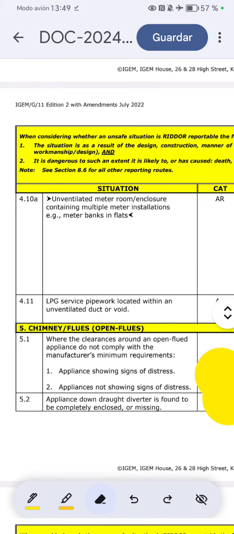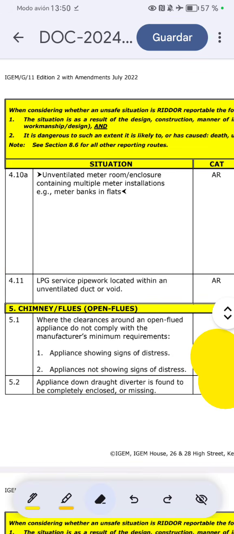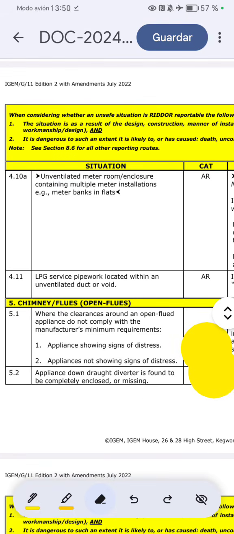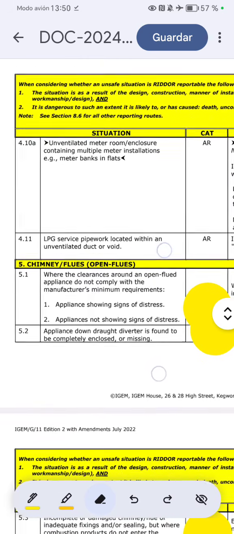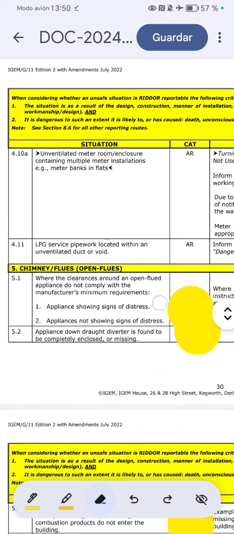5.1. Where the clearance around an open flue appliance does not comply with manufacturer's requirements. Appliance shows signs of distress. Appliance is not... To me, this is signs of distress. Is that ID? I'm going to say ID. Yes. Okay. 5.2. Appliance downdraft diverter is found to be completely enclosed or missing.